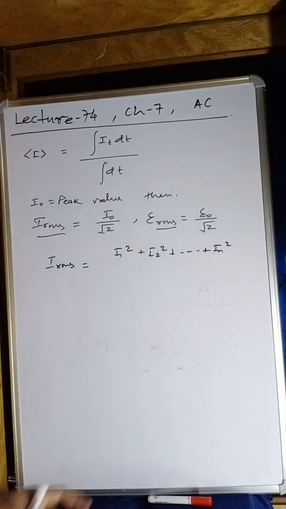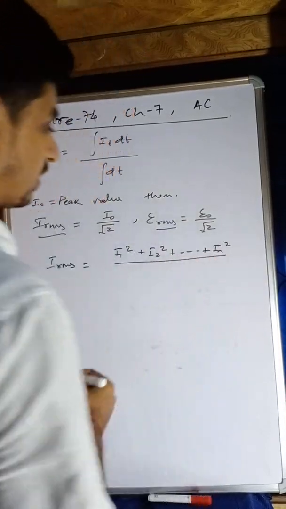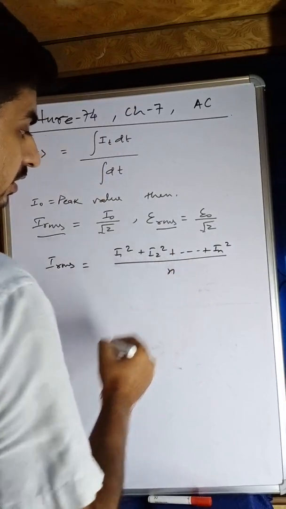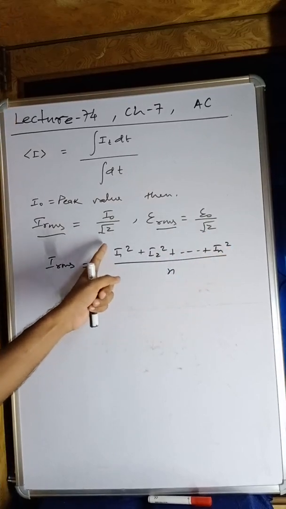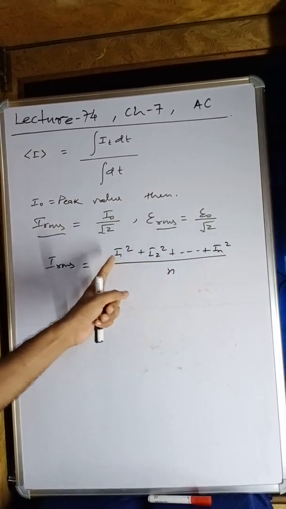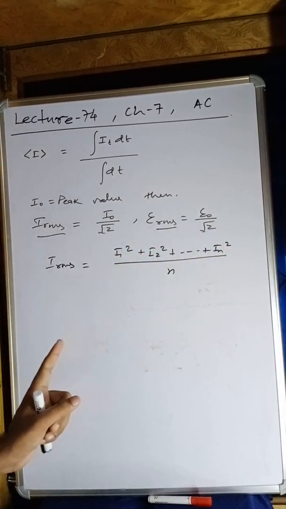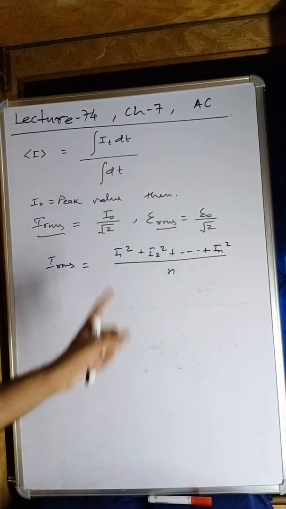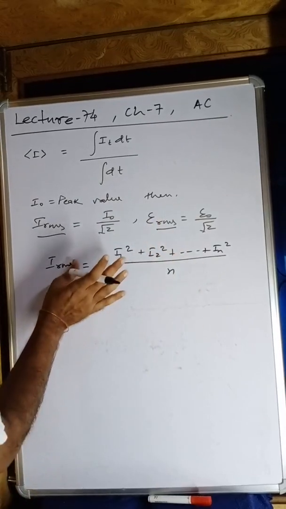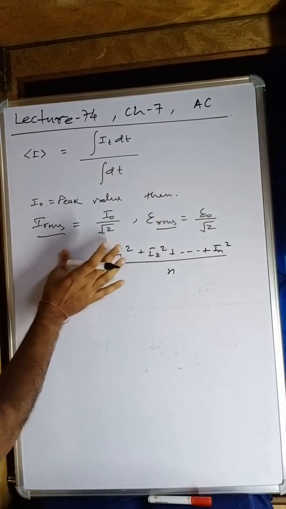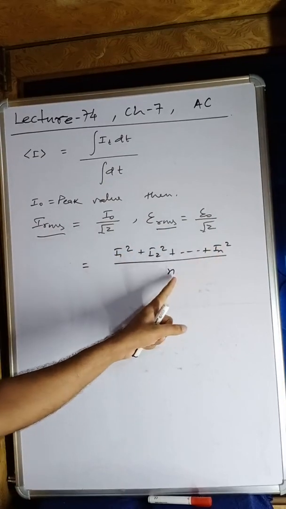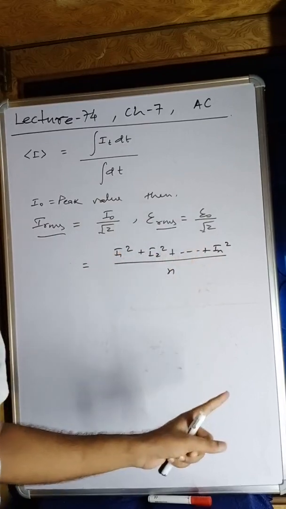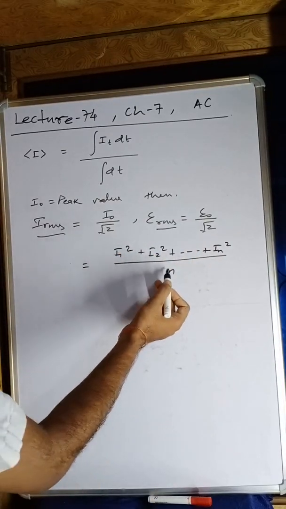I hope you understand. This is the total of the squared currents divided by N. Now it becomes the average of the square of the current. Don't write this one, but try to understand this particular thing. It is the average, that is the mean, of the square of the current. That is the mean of the square.